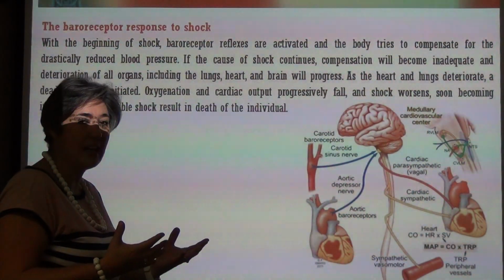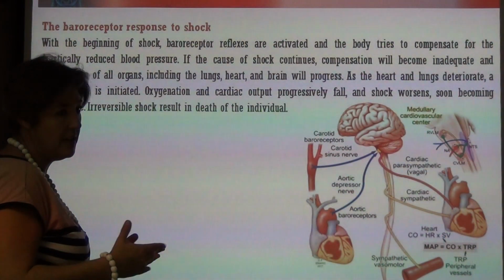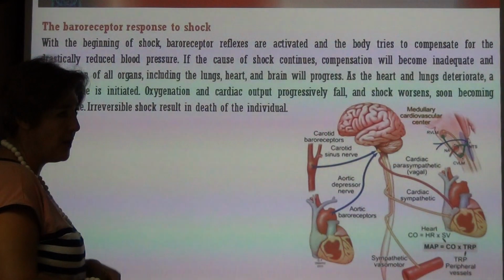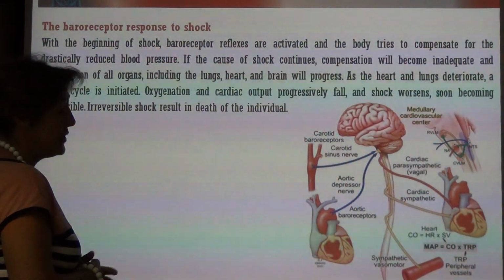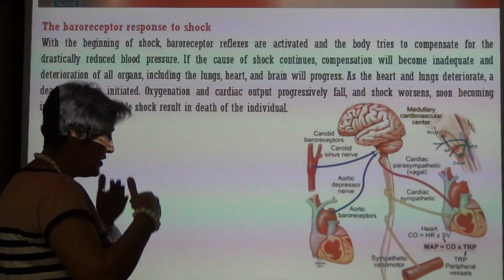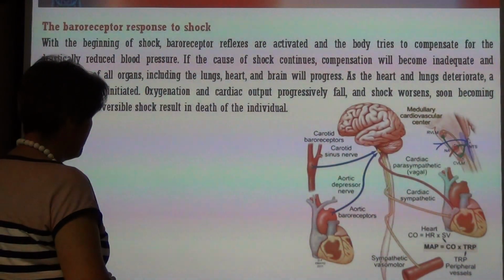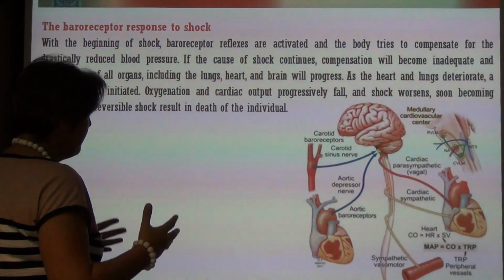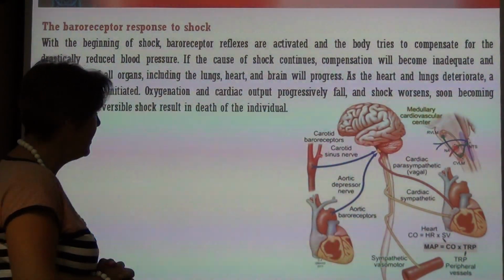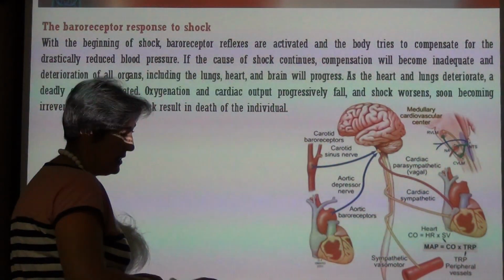I will shut down my periphery by increasing my total peripheral resistance. So the body will increase its TPR. And then obviously you know that you increase blood pressure by increasing the heart rate or the stroke volume, and stroke volume can then be increased by reducing your renal output and shunting away from the periphery. If shock worsens, it will become irreversible, and obviously irreversible shock will end up in death.